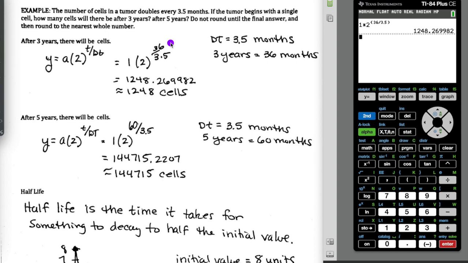So in other words, we don't want to figure this out first, round it, and then round again at the end, because when you round multiple times, it will throw off your answer. So we want to put all of this in the calculator at once and do the calculation 1 time and round just at the end.